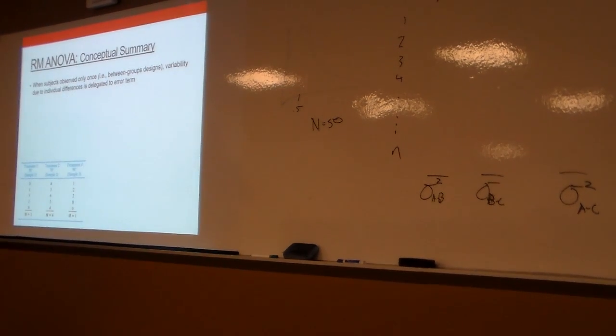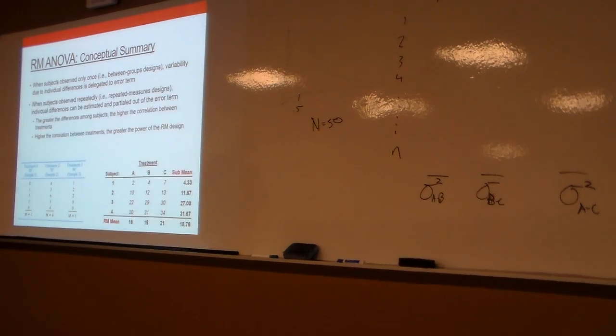Cool. So, conceptual summary of repeated measures ANOVA. If we have people who are observed only at one time, or between-subject designs, all the variability due to individual differences gets chalked up into error. That's all just stuff that we haven't accounted for. But when we've observed the same people over successive periods of time, we can estimate those individual differences. We can say, well, this is just due to people being different, and we can parcel that out of the error term.